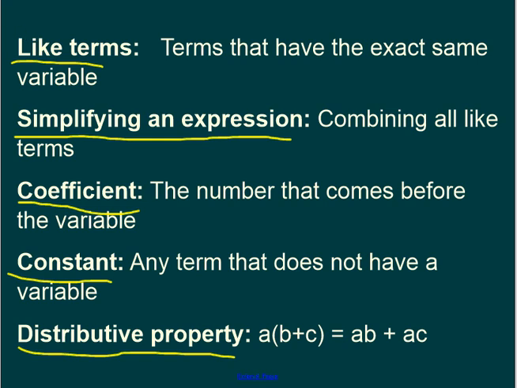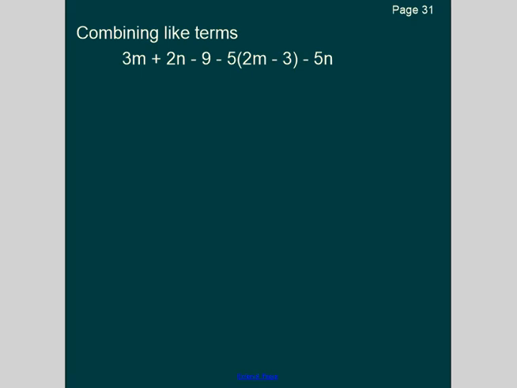All right, hopefully you paused the video and got those written down. On the next page, page 31 of your notebook, let's go ahead and work through an example of combining like terms. And we're going to do a fairly complex one right off the bat because I think you guys are probably ready for it. So we have 3m plus 2n minus 9 minus 5, parentheses, 2m minus 3, close parentheses, minus 5n. That is a lot going on.